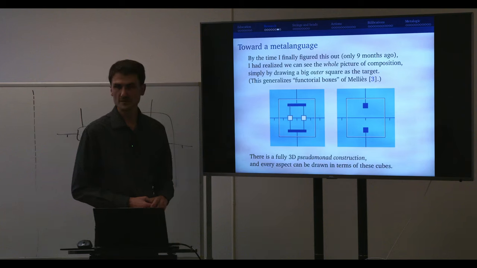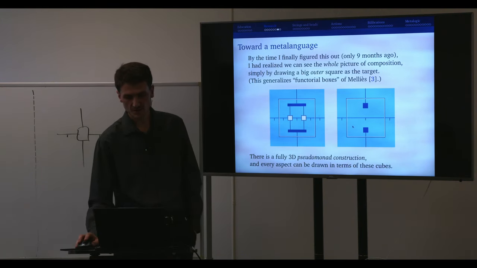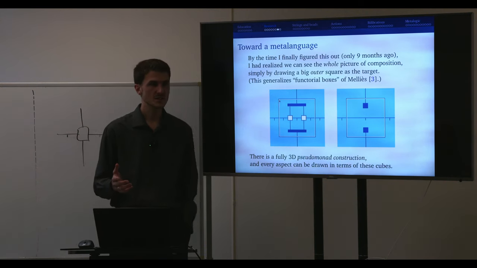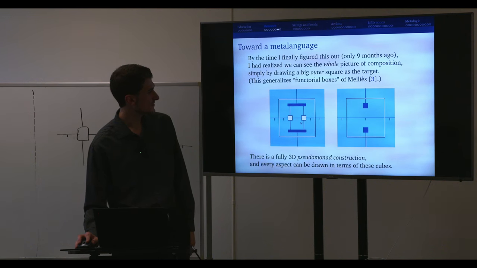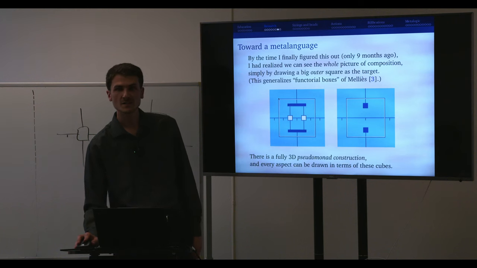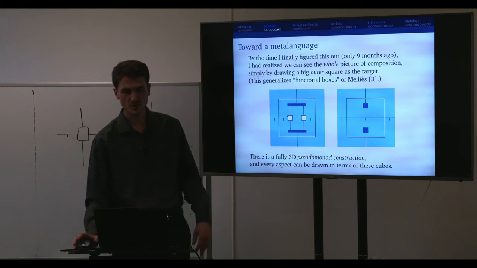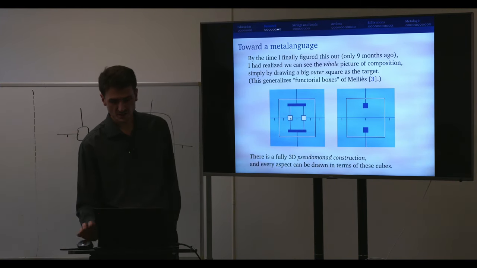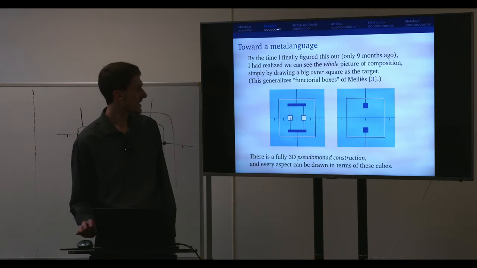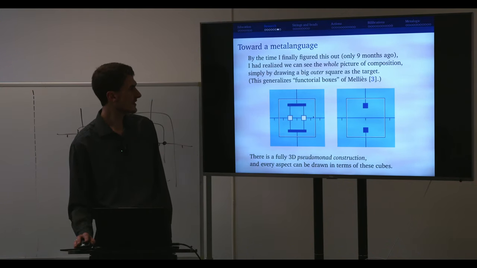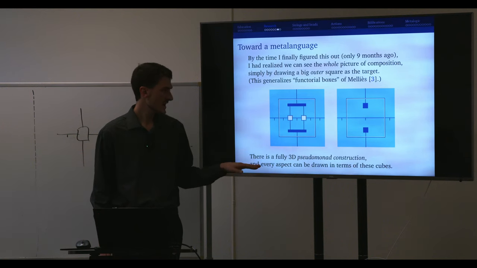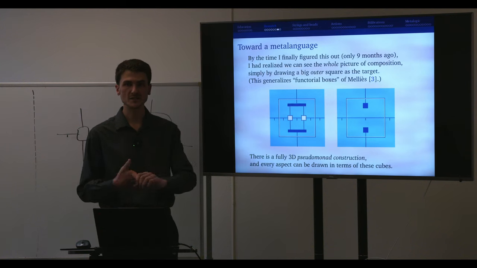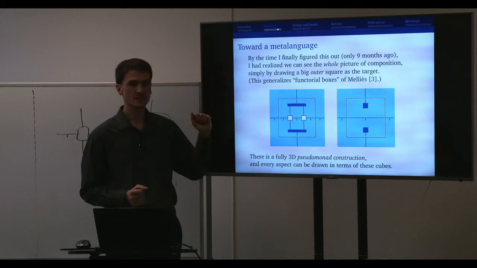By the time I finally figured this out, I had realized that we can see the whole picture of composition of squares rather than just composition of relations simply by drawing a big outer square as the target. So you can read this as: given a pair of composable squares inside, we can form their composite outside. That's all there is to it. You just read these as going from inner to outer. Before, we were just drawing composition of relations; now you can actually represent composition of squares in this way, and similarly for identity. So there is a fully three-dimensional pseudo-monad construction, and every aspect of that construction, all the data structure and properties of each piece, can be faithfully represented in terms of these cubes.